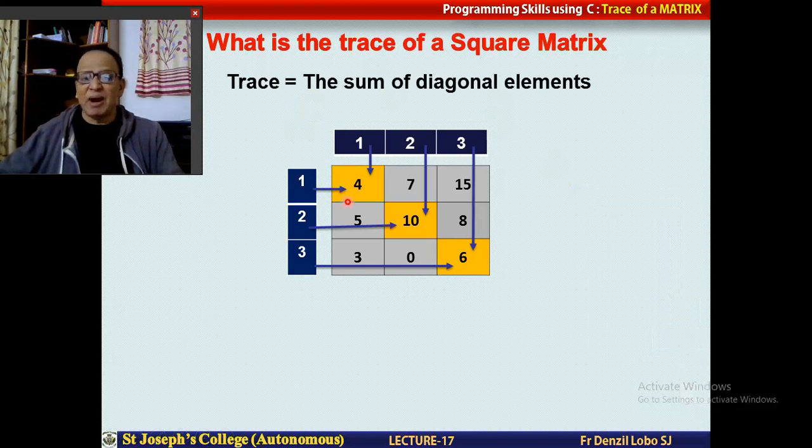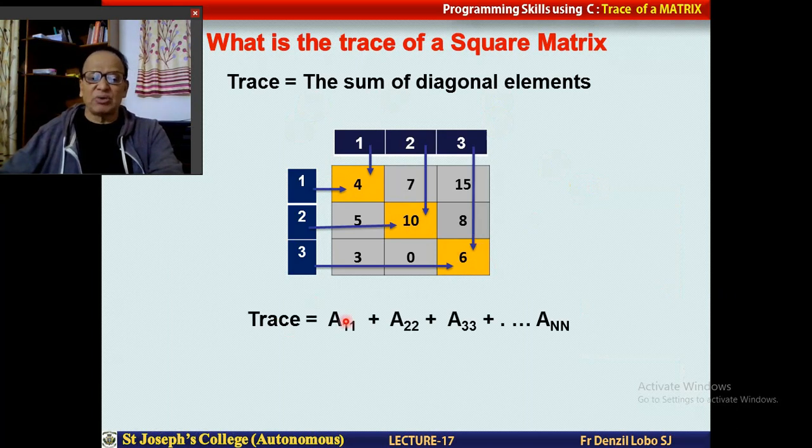As you see here, I've marked in yellow 4, 10 and 6. These are the elements of the principal diagonal: A11, A22, A33. We have to find the sum of those elements. Therefore, trace is equal to A11 plus A22 plus A33. If it is an n cross n matrix, you have to go up to n.